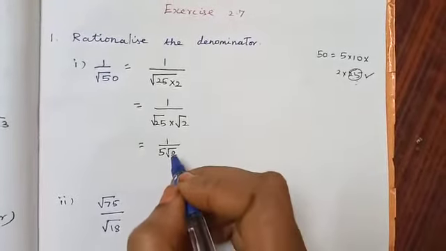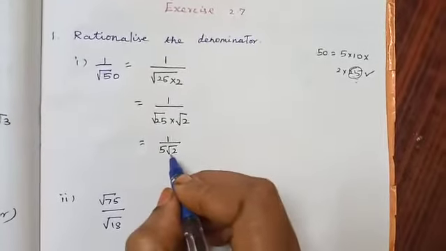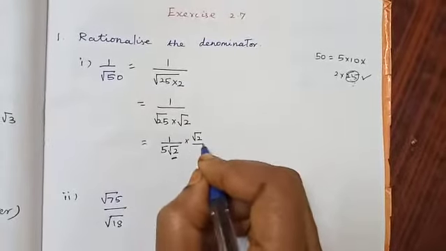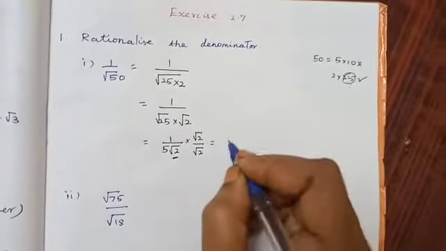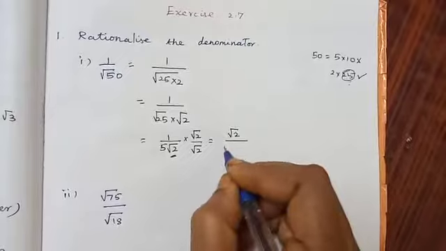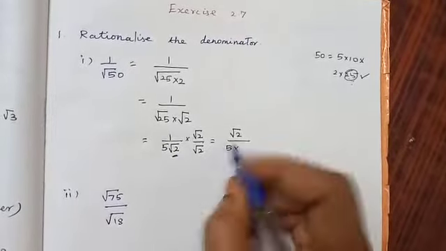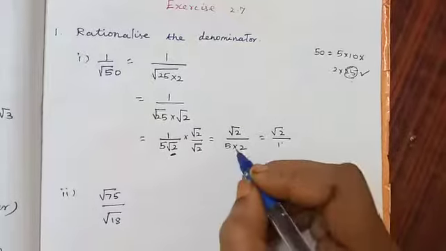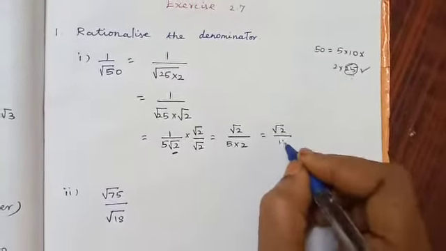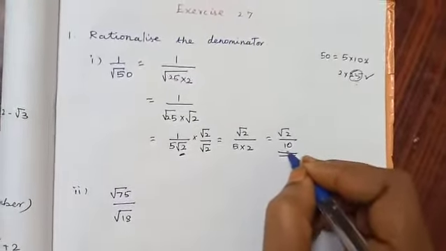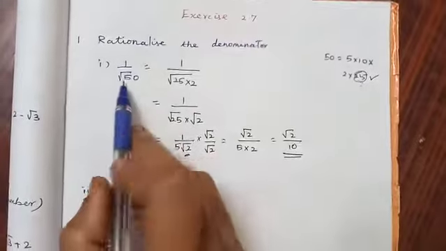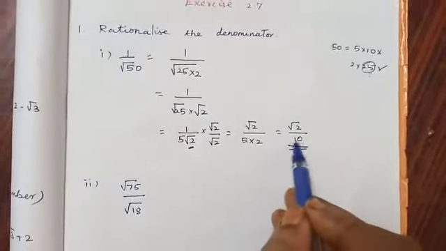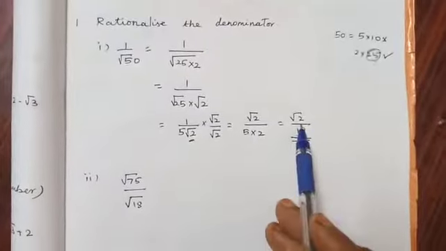Now we rationalize the denominator. So it is 1 by 5 root 2. Here it is root 2, so we multiply and divide by root 2. So root 2 divided by 5 into root 2 into root 2. So root 2 divided by 5 twos are 10. Now this 10 is a rational number. But in the question it was root 50, and now the answer has root 10 in the numerator and a rational number in the denominator. So we rationalized the denominator.